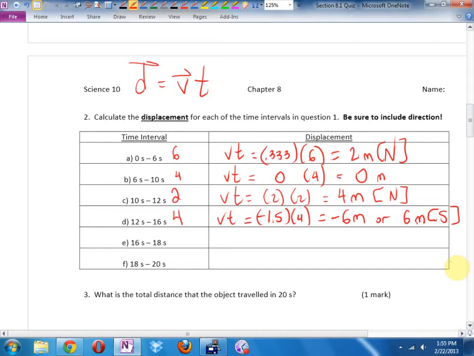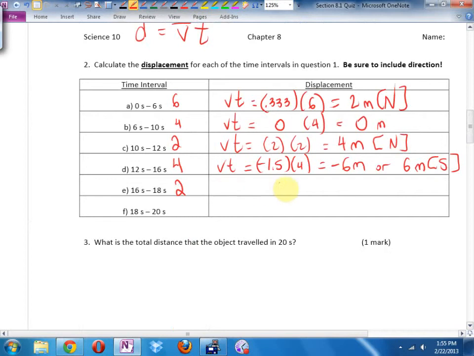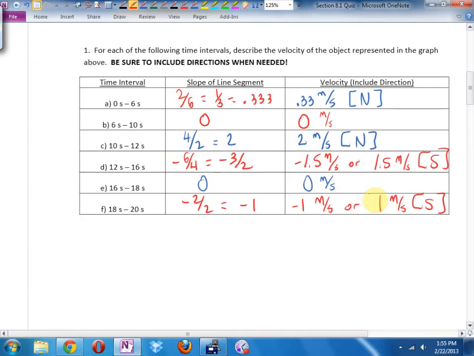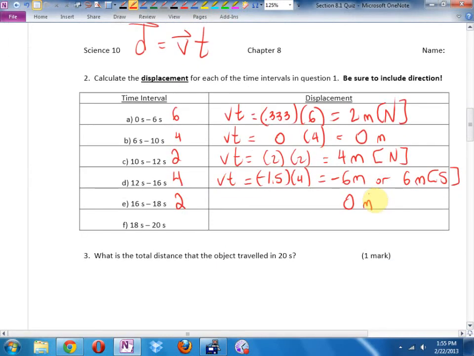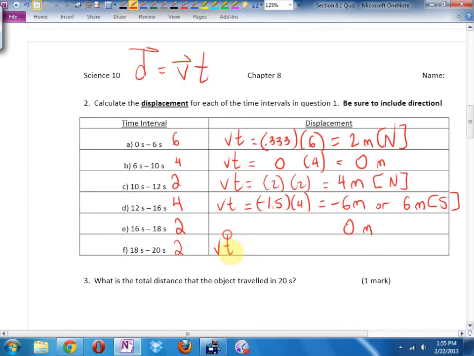E. Brady, my friend, what's my time interval here? I agree. What was the velocity in part E? 0. It's going to be 0 meters. You're standing still. Yeah, another horizontal section. F, my time interval, 2 seconds. What was the velocity? -1. So velocity times time is -1 times 2, -2 meters or 2 meters south.